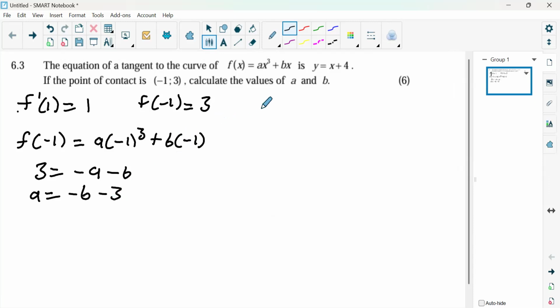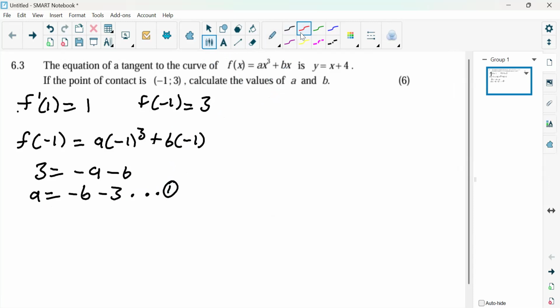Let's just double check our equation. So you said our f of x is given as ax cubed plus bx. Okay, so this is going to be our equation number 1. It's fine. Now we've already used f of x, we can't use it again.